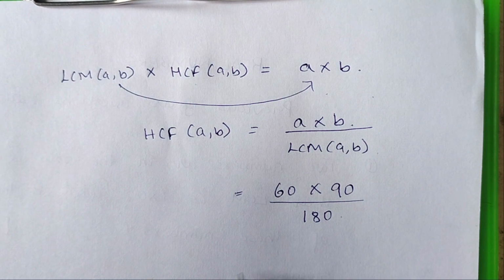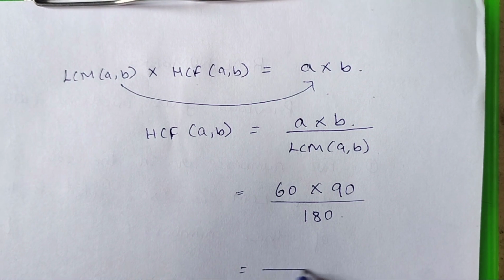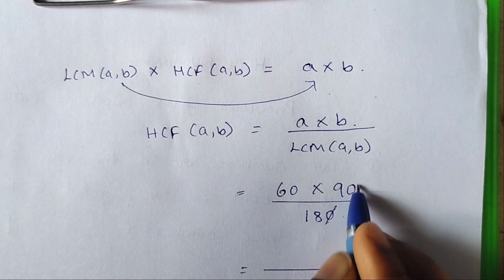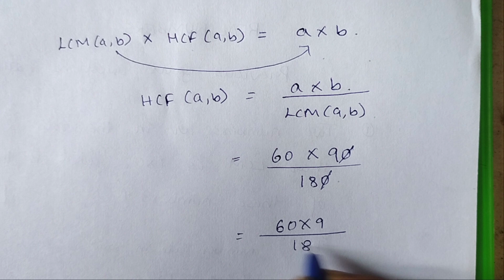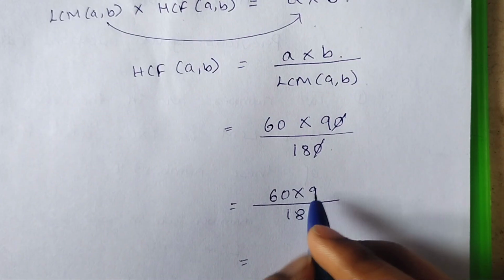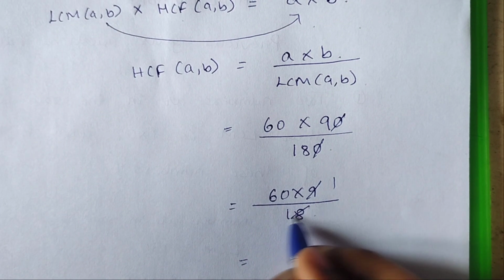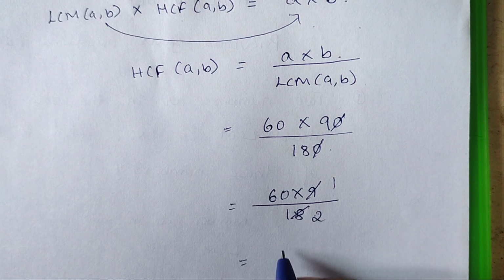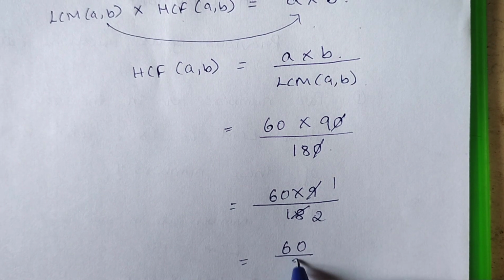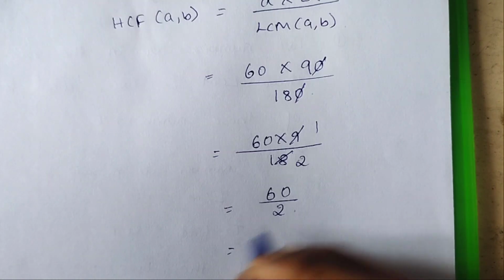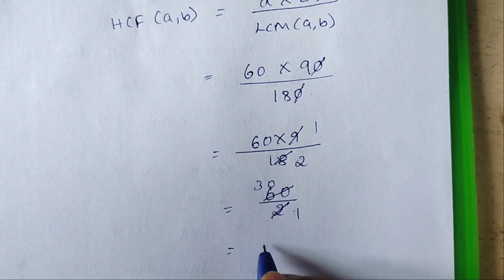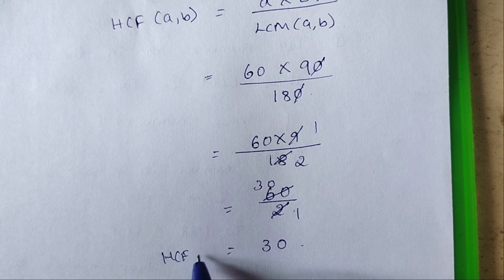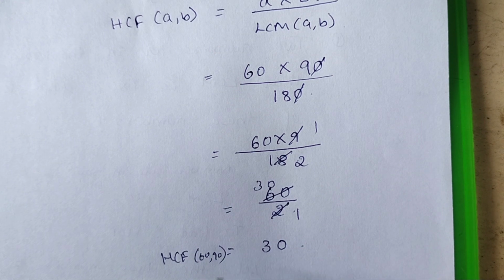After further simplification, I can cancel 0 and 0. What is left is 60 into 9 divided by 18. Simplifying further, 9 ones are 9, 9 twos are 18, so I get 60 divided by 2. Then 2 thirties are 60. So the answer is 30. We got the HCF of the two numbers 60 and 90 as 30.